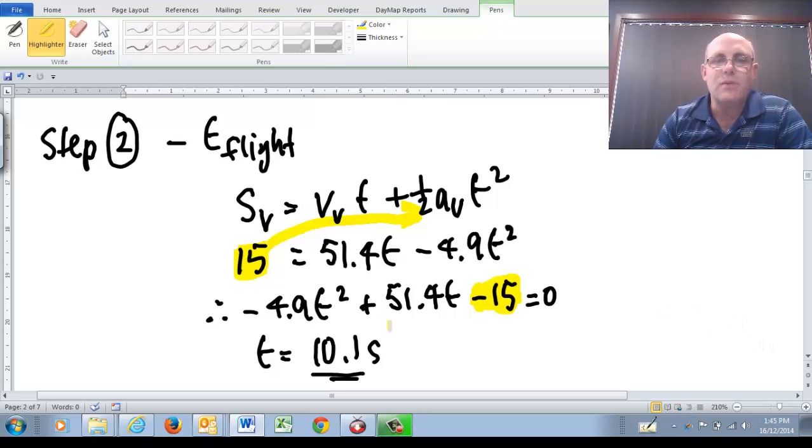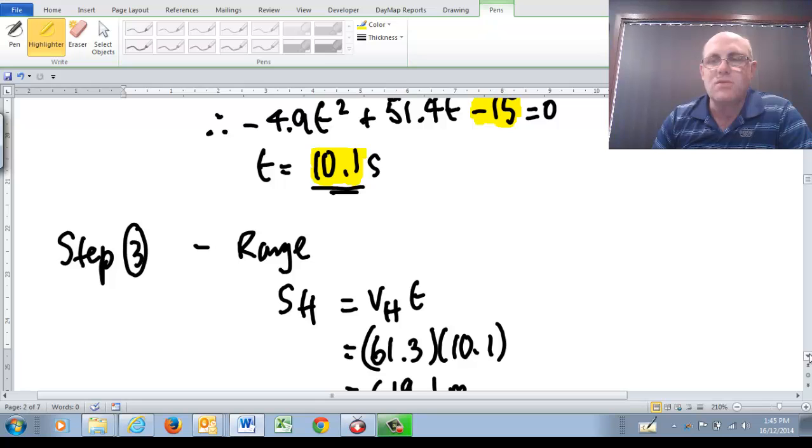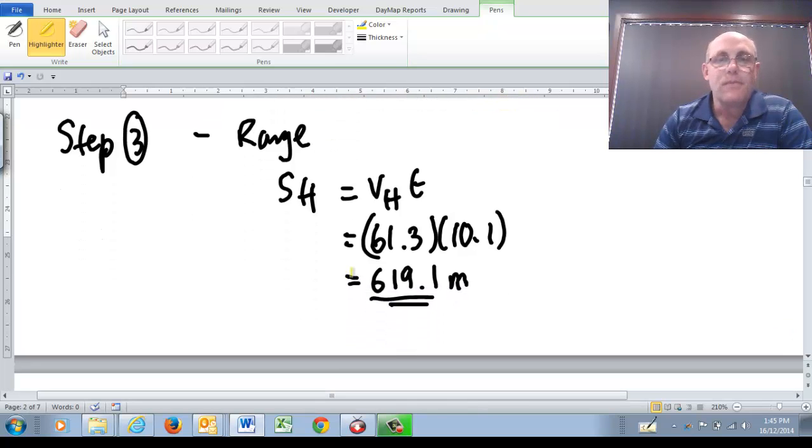This here we need to put into our graphics calculator, and you'll find using that, whichever way you want to do it, whether you want to graph it or use the polysim, you'll get a time of flight of 10.1 seconds. To work out its range, it's travelling horizontally at 61.3 metres per second, and it's in the air for 10.1 seconds, and so therefore we've got a horizontal range of 619.1.